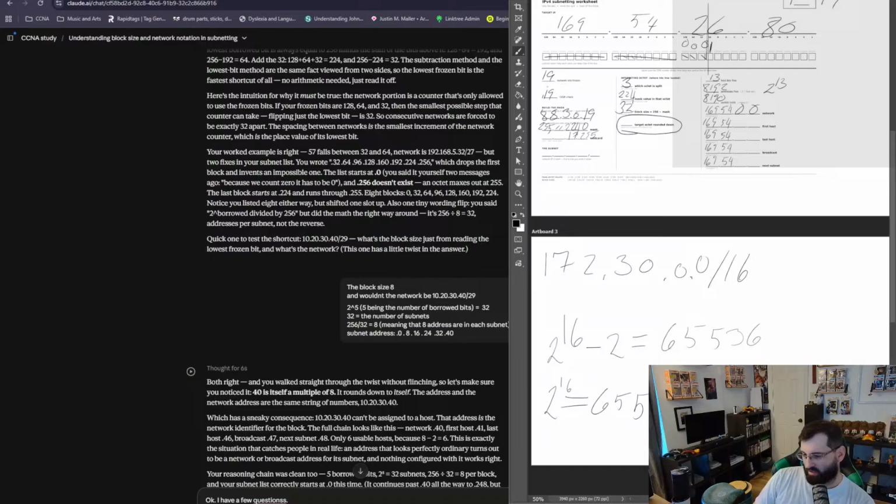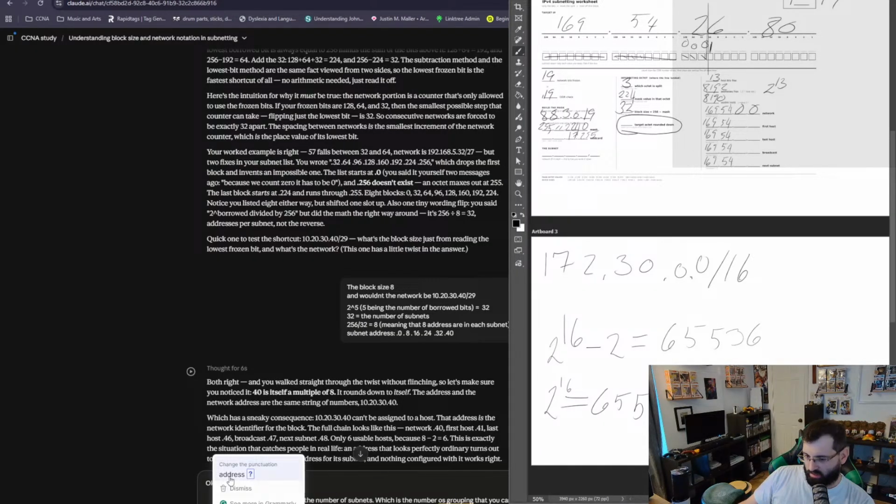Okay, if 2 to the power of x equals the number of subnets, which is the number of groupings that you can split the addresses into, then how is 2 to the power of x minus 2 equals the number of usable addresses? x equaling the CIDR.